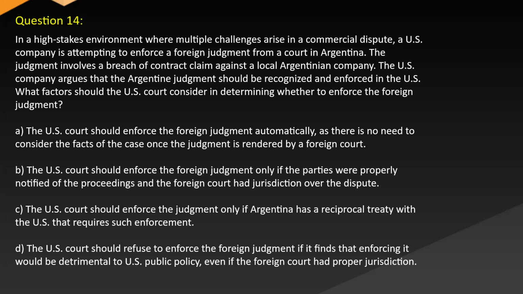A. The U.S. court should enforce the foreign judgment automatically, as there is no need to consider the facts of the case once the judgment is rendered by a foreign court. B. The U.S. court should enforce the foreign judgment only if the parties were properly notified of the proceedings and the foreign court had jurisdiction over the dispute. C. The U.S. court should enforce the judgment only if Argentina has a reciprocal treaty with the U.S. that requires such enforcement. D. The U.S. court should refuse to enforce the foreign judgment if it finds that enforcing it would be detrimental to U.S. public policy, even if the foreign court had proper jurisdiction.